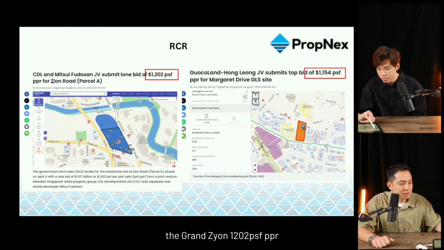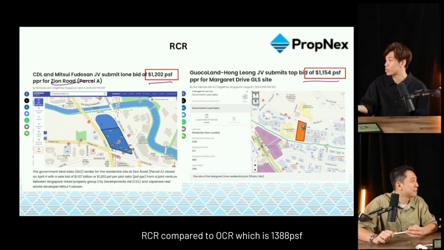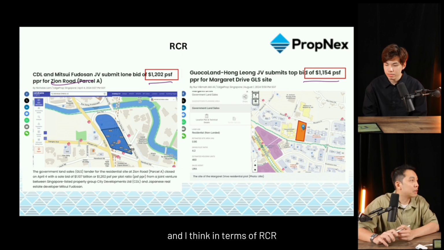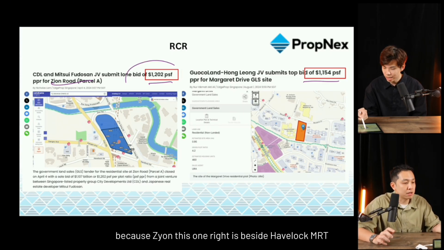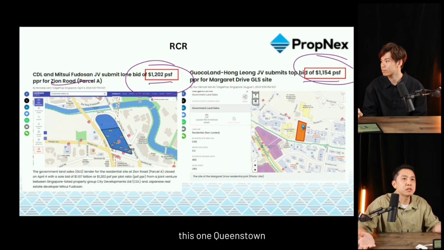Next, RCR: the Grand Zion at 1,002, the Queenstown at 1,154. RCR compared to OCR, which is 1,388. This one RCR is at 1,154. And I think in terms of RCR, these two locations are definitely better, because Zion is beside Havelock MRT, then one stop to River Valley. Yes. This one, Queenstown, nothing to say.